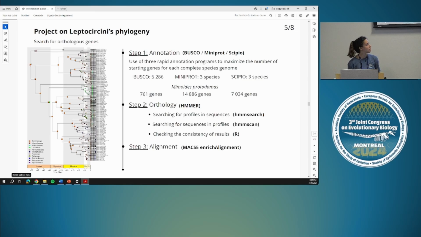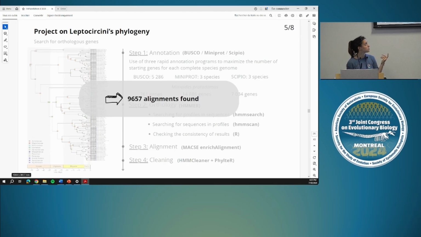Finally, to align the orthologous genes of the Leptocercini species, we added them to the alignments of our library to which they correspond. And this, and the last step of cleaning, finally gave us 9657 alignments for the Leptocercini, on which we are currently studying the presence or the absence of adaptive signatures.